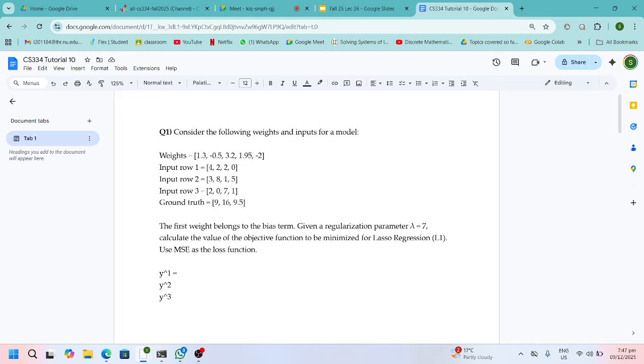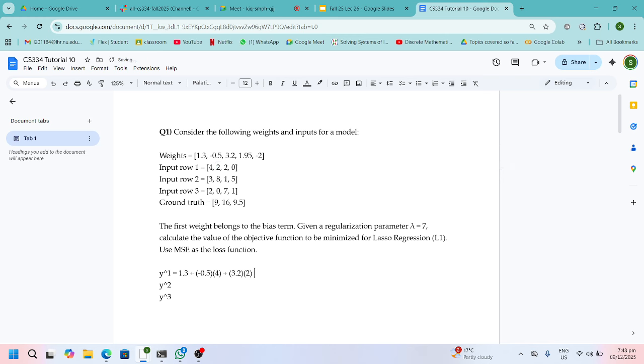जो initial वाला weight है bias term का, उसको आप simply add कर लें. 1.3 plus, and then I will take my next weight, which is minus 0.5, and I will multiply that with my first term, which is 4. I'm just looking at input row 1 right now. Then I will take the next weight, which is 3.2, and I will multiply that with the next input feature, which is 2.